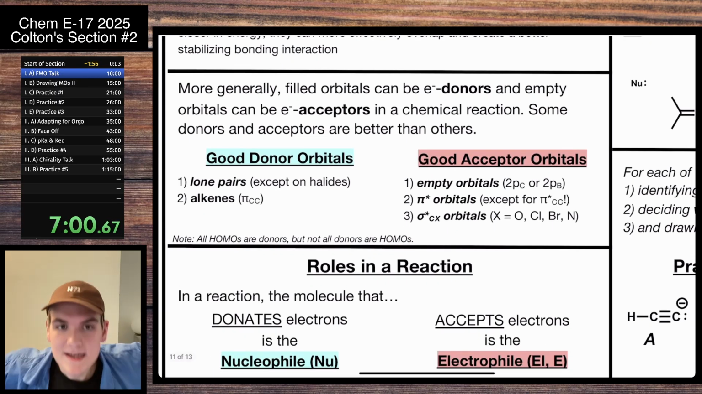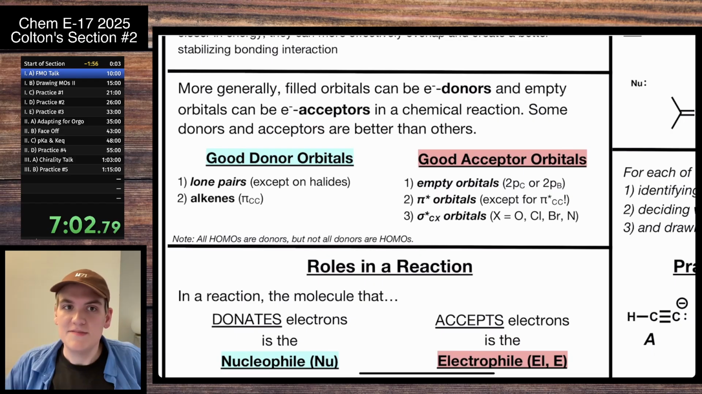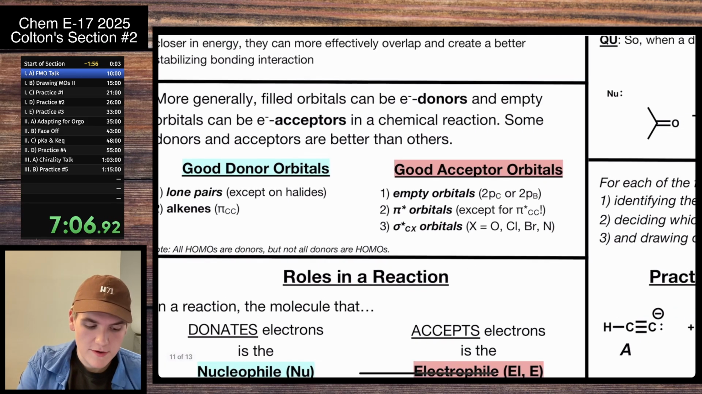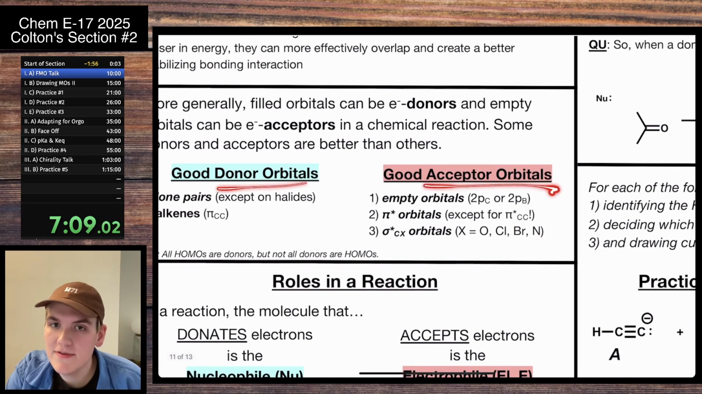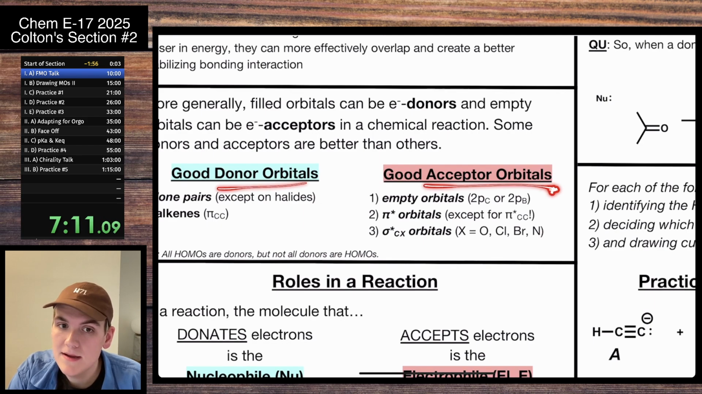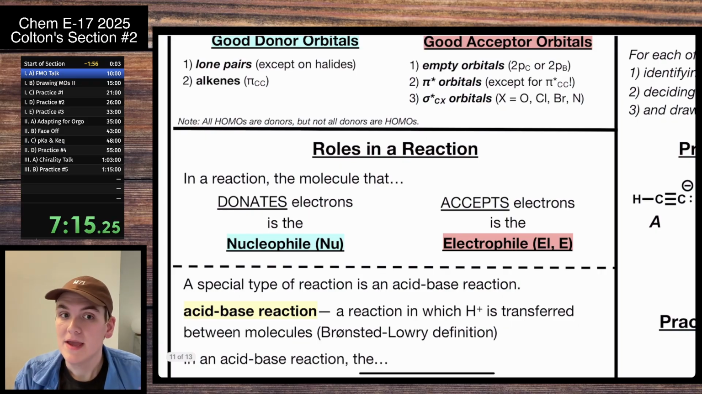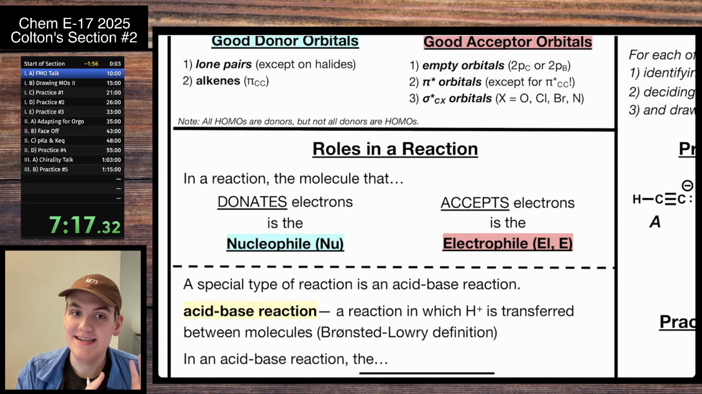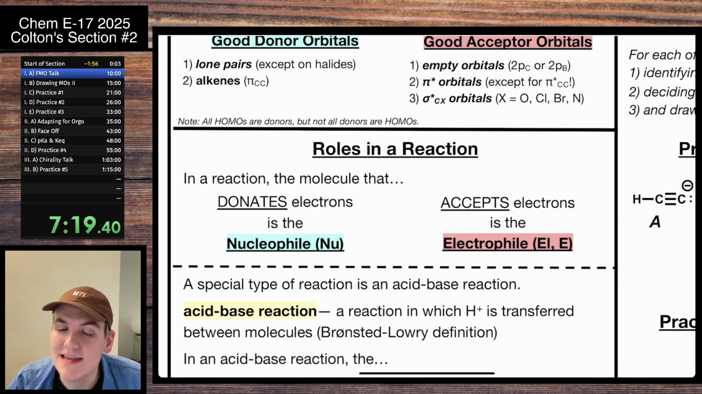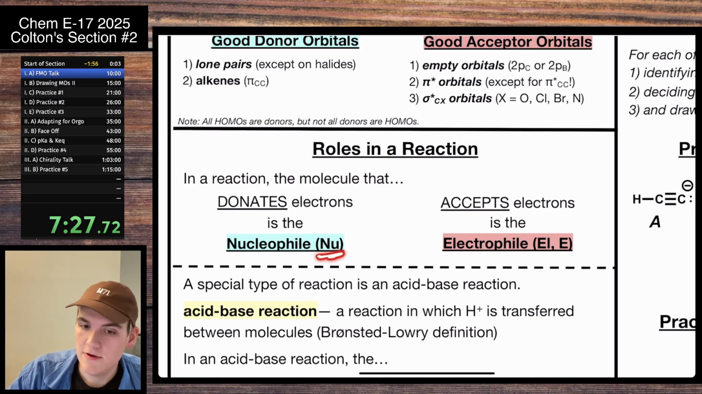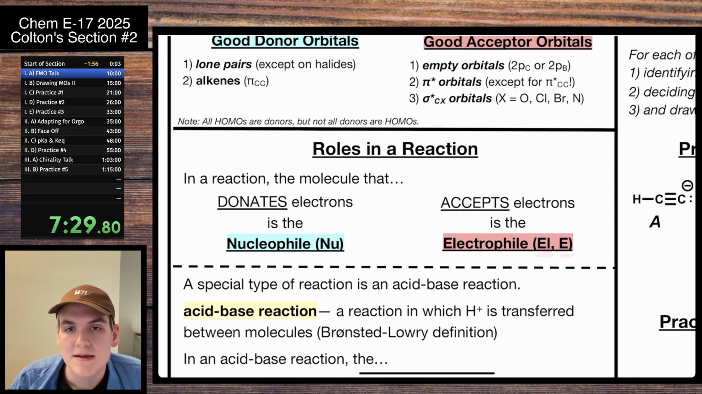So in a reaction, species can be electron donors or electron acceptors. We talk about the donor and acceptor orbitals as specifically where the electrons are or where they're going. But if we want to talk about the molecule as a whole, the molecule that is doing the donation, we call the nucleophile. And the molecule as a whole that accepts electrons is the electrophile. We often abbreviate the nucleophile with Nu, and the electrophile with El or E.